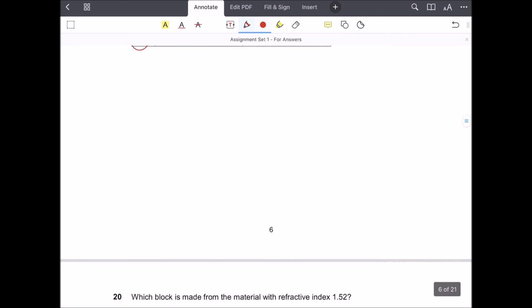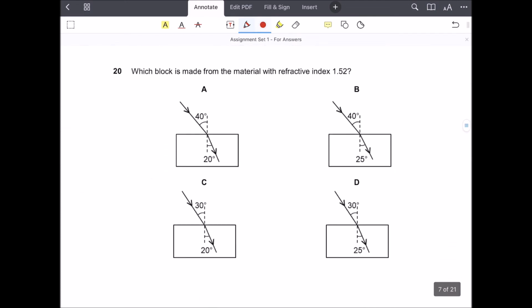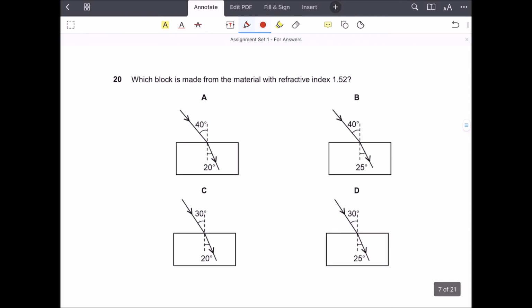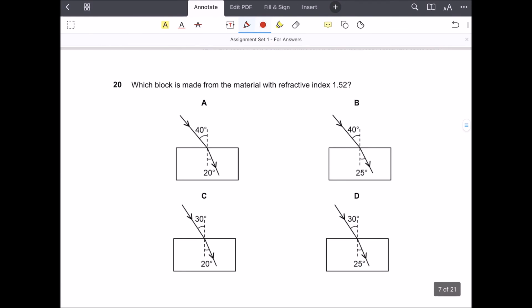Now let's look at the last question. The last question, again, is refractive index, and there are angles involved. As we looked at the formulas earlier, the formula involved in this particular question is n equals sine i over sine r. So I'll calculate for each one of them to find out whether it would give me 1.52.